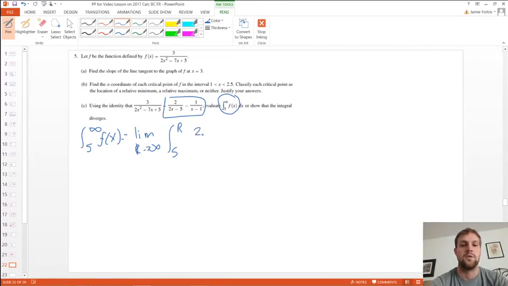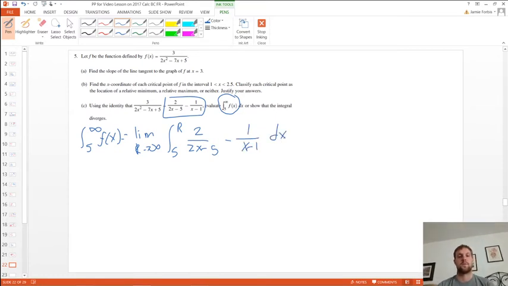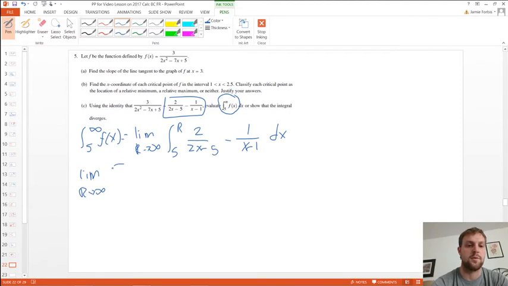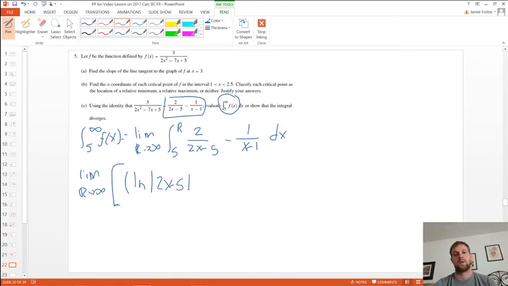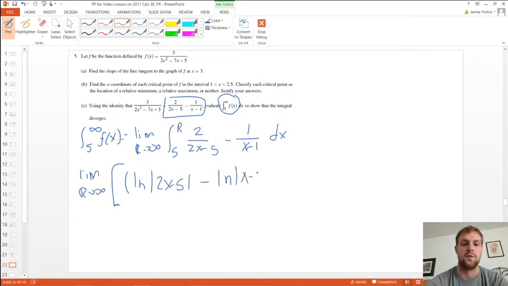So that's going to be 2 over 2x minus 5 minus 1 over x minus 1 dx. We're going to integrate it with r and 5, and then we'll take the limit at the very end. So let's go ahead and integrate it. This becomes the limit as r approaches infinity, and integrating each of these quantities, I'll do it in brackets here. The integration of 2 over 2x minus 5: you could do u sub and let it be 2x minus 5, and du is 2, but that actually just comes out to being the ln absolute value of 2x minus 5. That's the integral of 2 over 2x minus 5. And then minus the integration of 1 over x minus 1, which is ln absolute value of x minus 1.